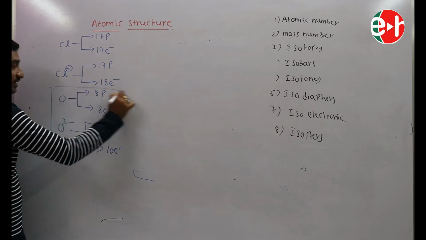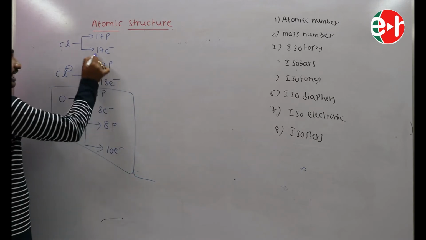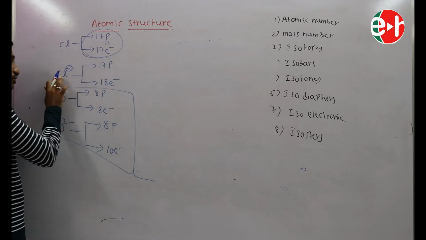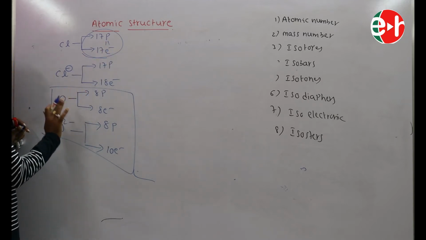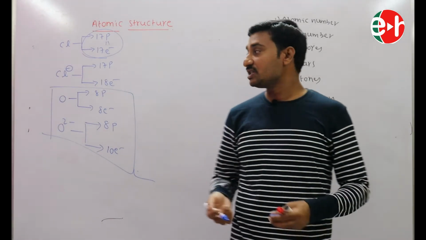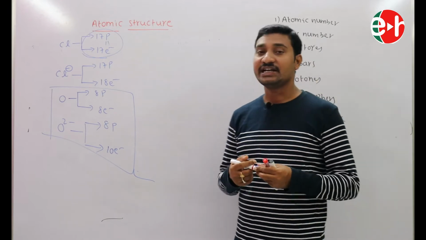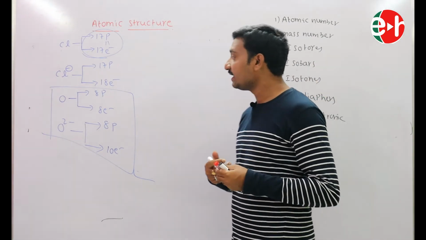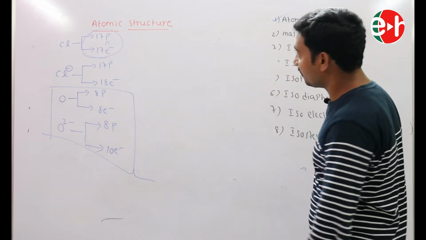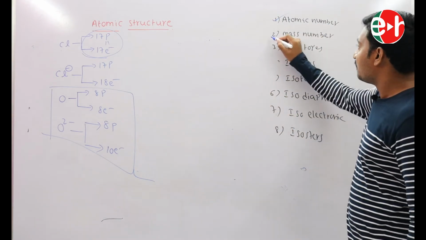Got it? The difference: in a neutral atom, protons equal electrons, but in a charged species, the number of protons is not equal to the number of electrons. Okay, so a positive charge is formed by losing electrons, a negative charge is formed by gaining electrons. Next one, atomic number over. Next one, mass number.